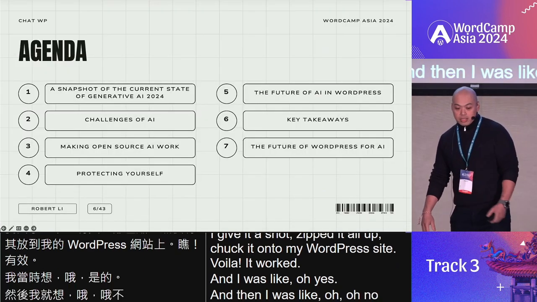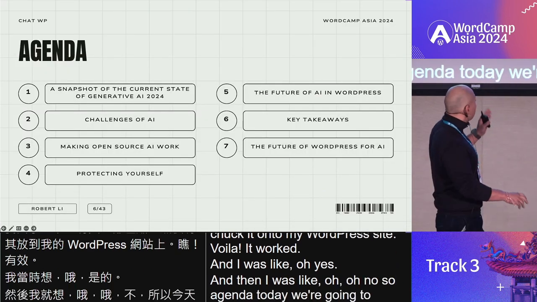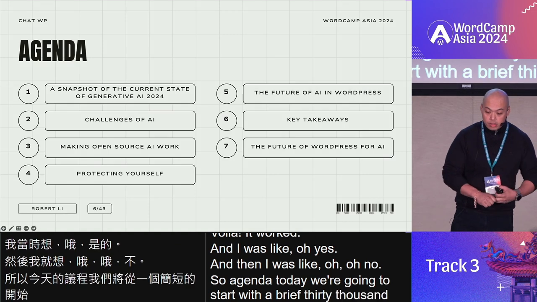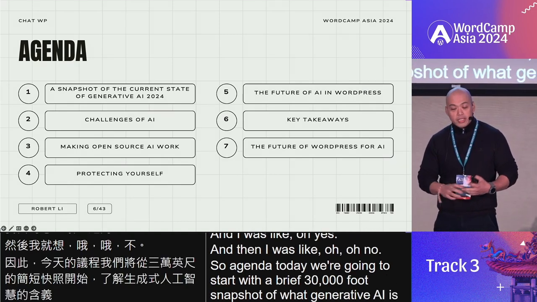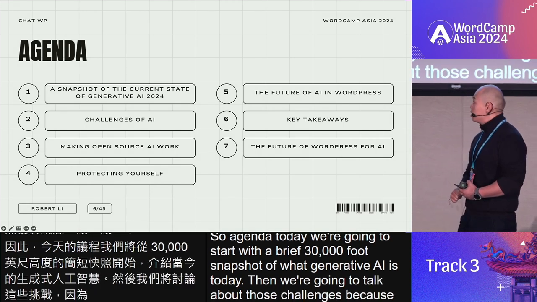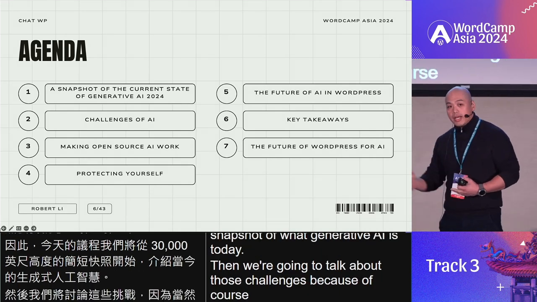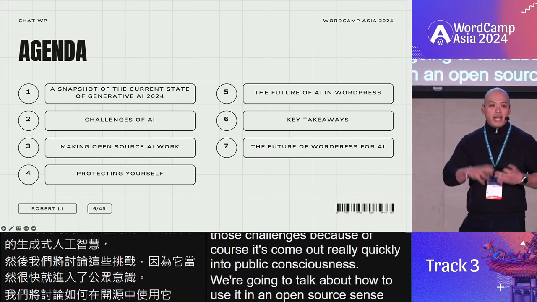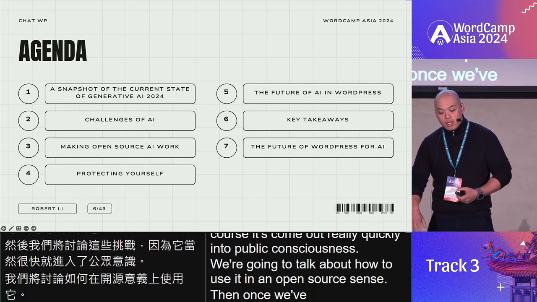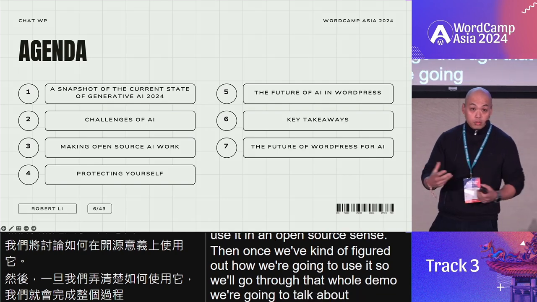So, agenda today, we're going to start with a brief 30,000-foot snapshot of what generative AI is today. And then we're going to talk about those challenges, because of course it's come out really quickly into public consciousness. We're going to talk about how to use it in an open source sense. Then, once we've figured out how we're going to use it, we'll go through that whole demo, and we're going to talk about protecting your data.